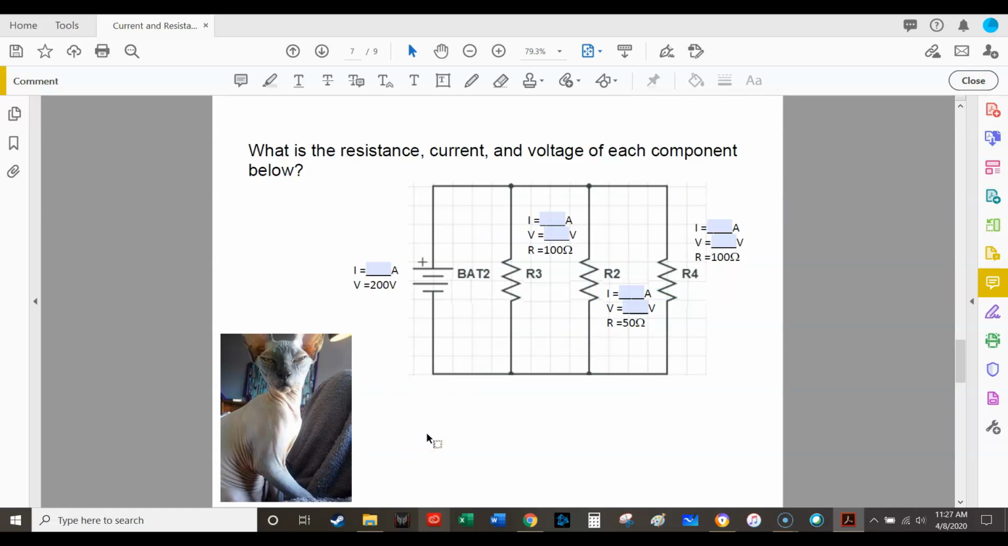Let's practice. Let's move on with a little bit more of a difficult problem. I want you to go ahead and try to find the resistance, currents, and voltage of each component below of this puzzle. And now we have 3 resistors that are in parallel. Okay. So go ahead and try this problem. The battery is producing 200 volts. This resistor is 100 ohms. This resistor is 100 ohms. This resistor is 100 ohms.